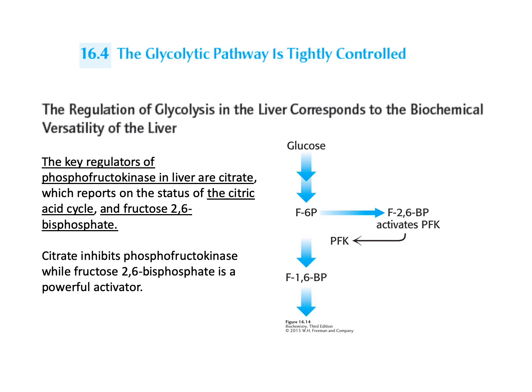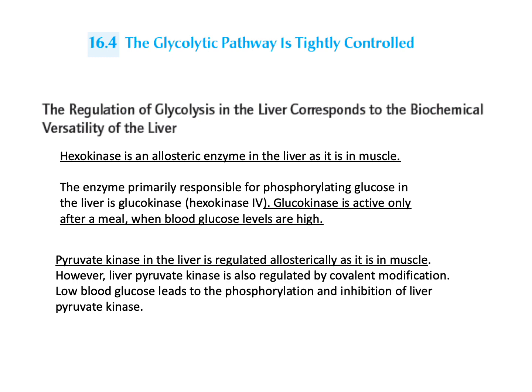Glycolytic pathway is regulated differently in the liver than in the muscle. It's more complicated in the liver. In the regulation of glycolysis in the liver, some are the same as in muscle, like hexokinase and pyruvate kinase. They are regulated similarly in the muscle and in the liver, but there is some more enzyme involved in the liver.